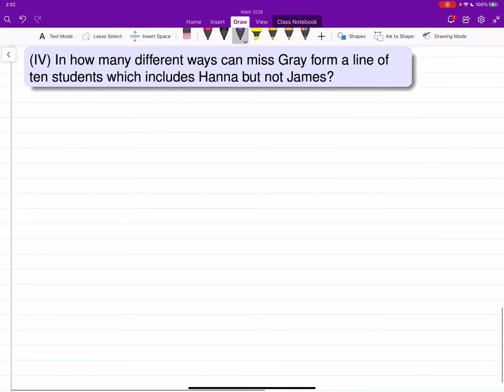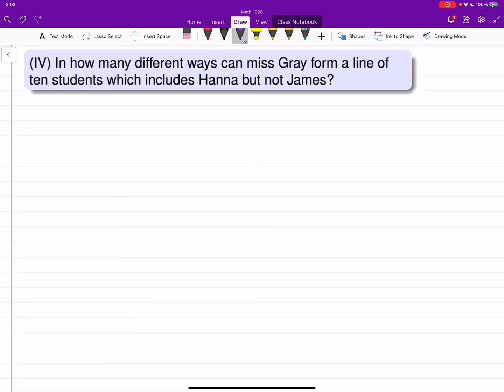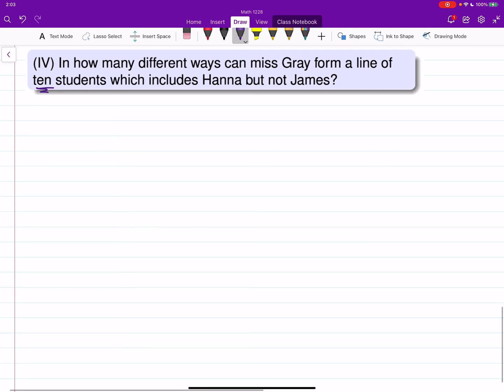In part 4, we are looking for the number of ways that Ms. Gray can form a line of 10 students which includes Hannah but not James. So what should we do in this case? We have a total of 17 objects, yes? Now, we put aside James and we put aside Hannah. So step 1: we put aside Hannah and James for a moment. Then there are 15 remaining students.